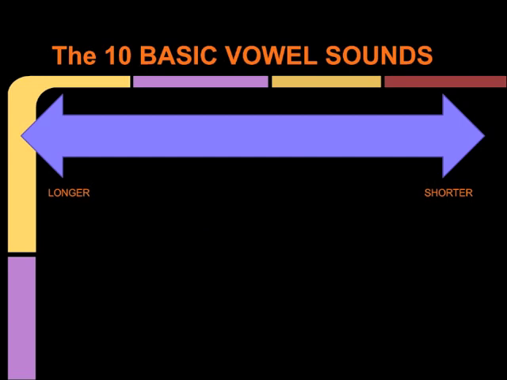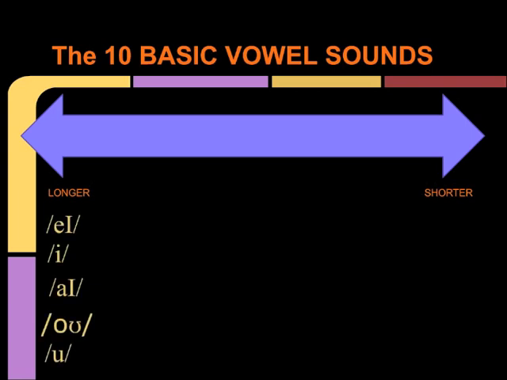Now, let's look at a continuum of the 10 basic vowel sounds. On the left side of the continuum, we will put those sounds that are the longer or the longest sounds. And then closer in the middle, we'll put sounds that are more middle or medium length. And then on the right side, we will put those sounds that are shorter or perhaps even the shortest.